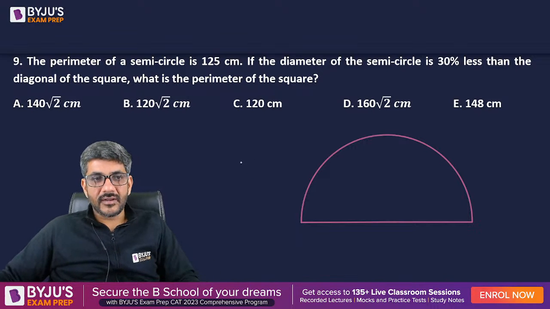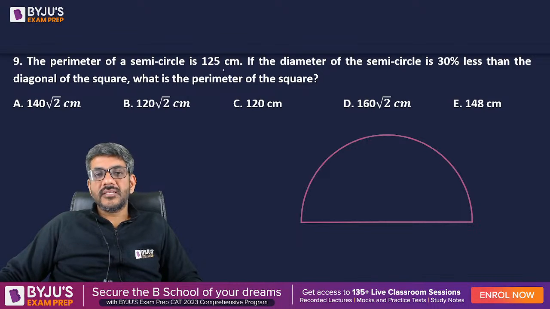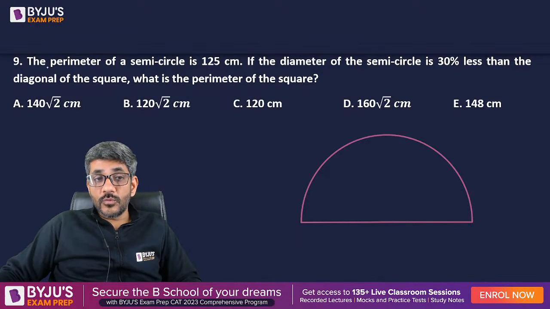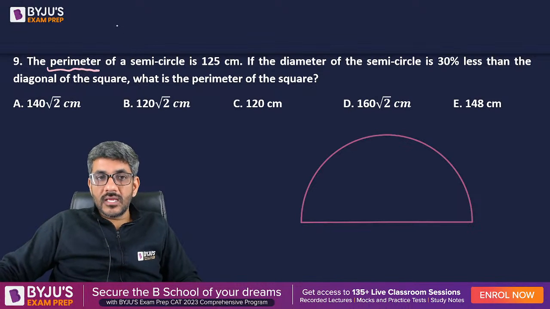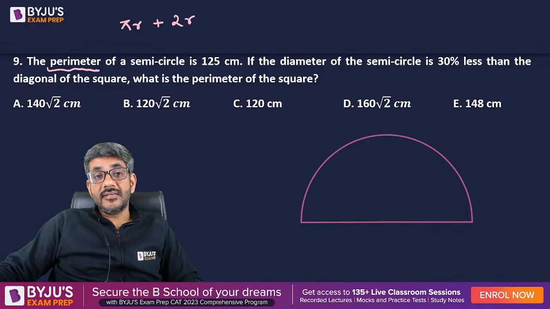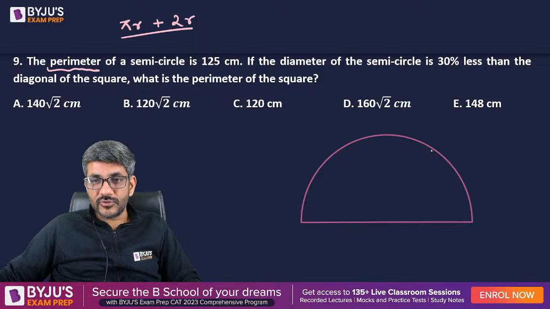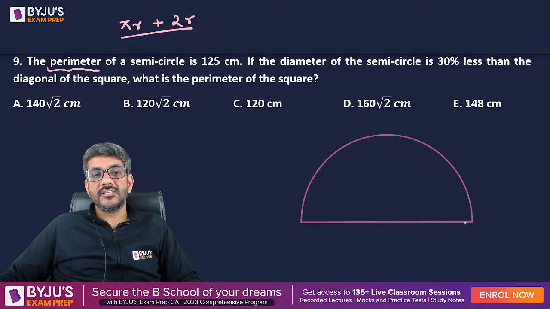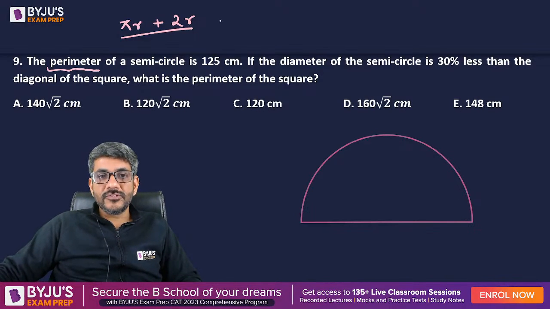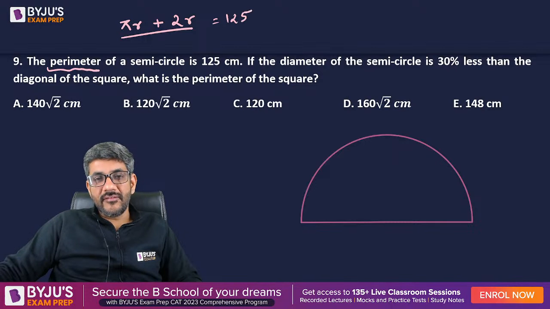I think we should start now. Perimeter of a semicircle is 125. This time he is using the word perimeter. So what is the perimeter of a semicircle? The circular portion is half of 2 pi r, that is pi r, plus the line, that is 2r. He says pi r plus 2r is equal to 125.